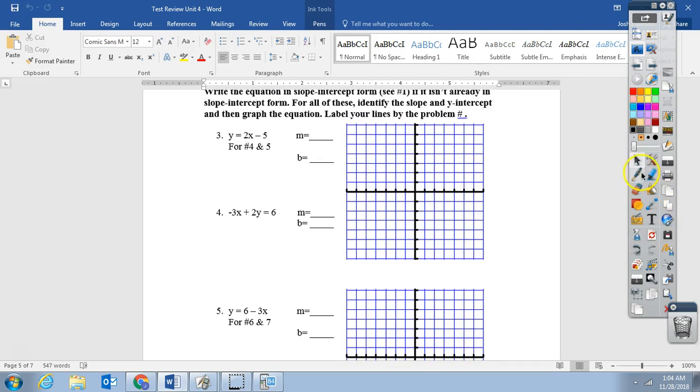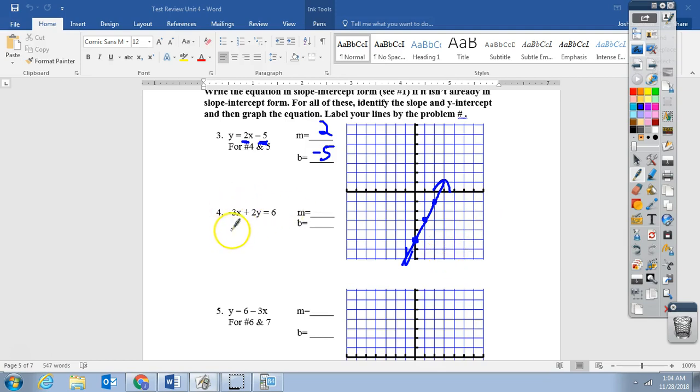Slope-intercept form. Remember mx plus b. M is 2, b is -5, just by looking at mx plus b. Then I could graph it by beginning at -5, and then going up 2 over 1, up 2 over 1. That was my slope. Here's my line. Done.